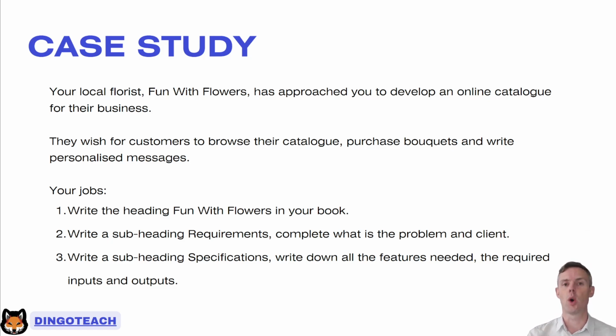So in other words, like the orders and their name and their address and those kind of things. And what are the outputs? Hopefully it's things like orders, invoices, and also finished flower bouquets with messages, those kind of things.